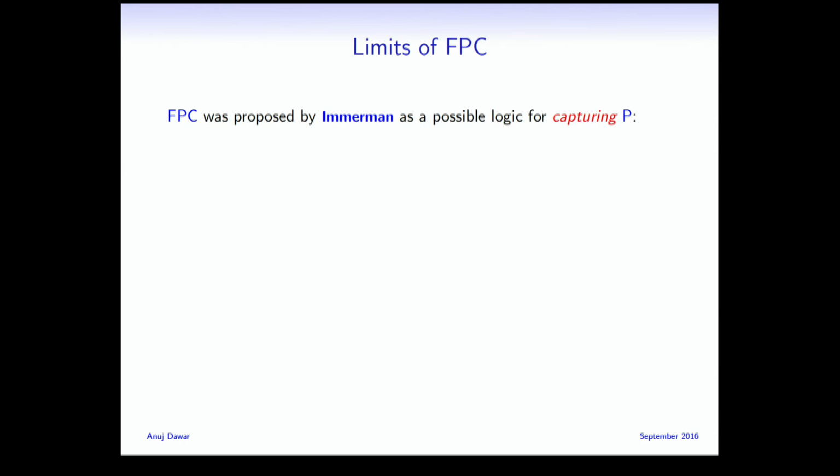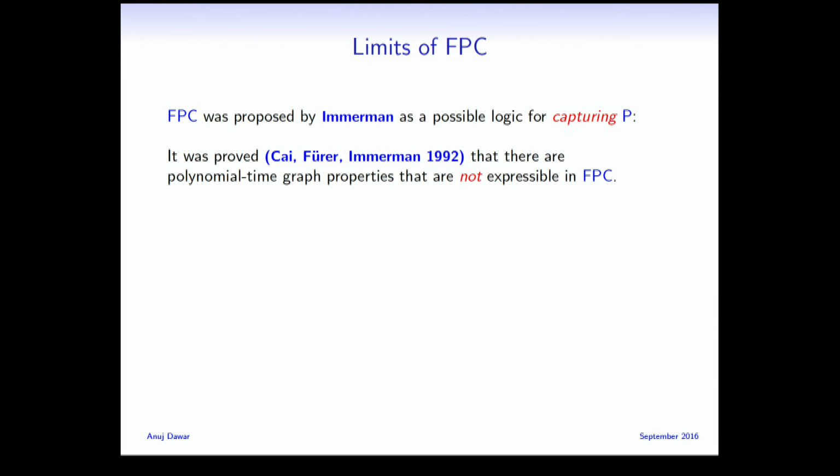Okay. So FPC was proposed, as I said, by Immerman, but already in, I suppose, 1989 was the first version of this paper. This refers to the journal paper. Cai, Fürer and Immerman showed that there are polynomial time properties of graphs that are not expressible in fixed point with counting. Now, there isn't a succinct statement of the polynomial time property they show is not definable. But the construction enabled a number of other results to follow.